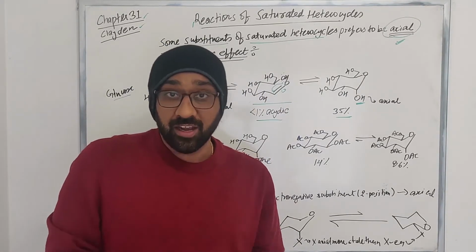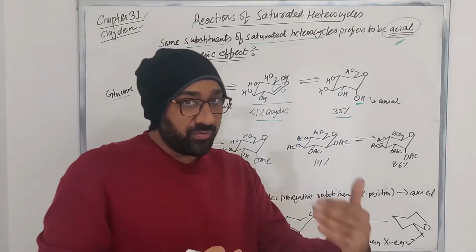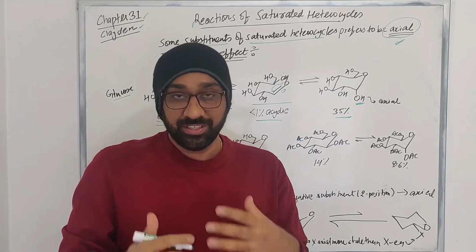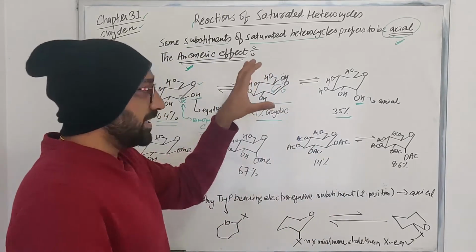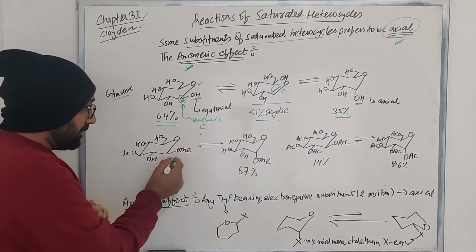THP में ऐसा क्या खास होता है कि the substituent which is at the anomeric position prefers to stay at the axial position? There has to be some reason. This is exactly what we are going to study here. So let us suppose a simple example.